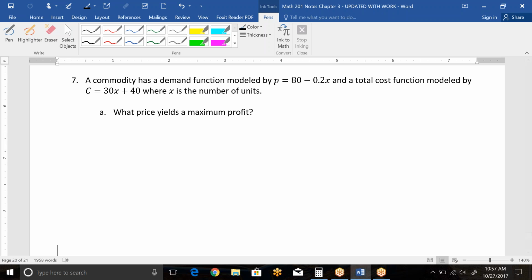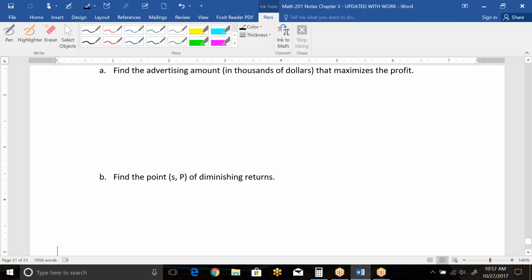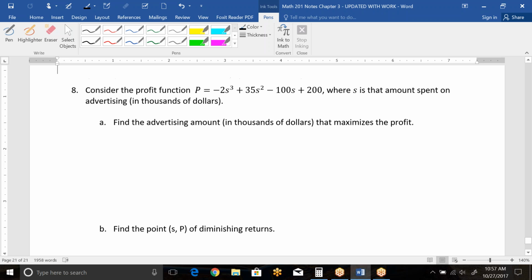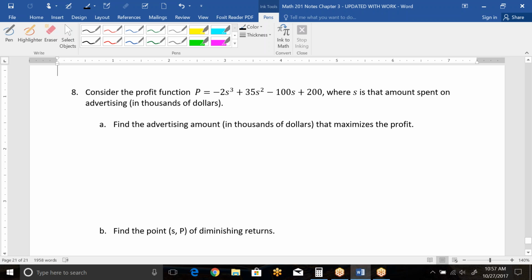All right. The last one I wanted to do was number 8, which is the point of diminishing return again. So we're looking at the profit function, negative 2s to the 3rd power plus 35s squared minus 100s plus 200, where s is the amount they spent on advertising in thousands of dollars. We want to find the advertising amount that maximizes the profit. So maximize, remember, means take that first derivative. So that would make this negative 6s squared plus 70s minus 100.